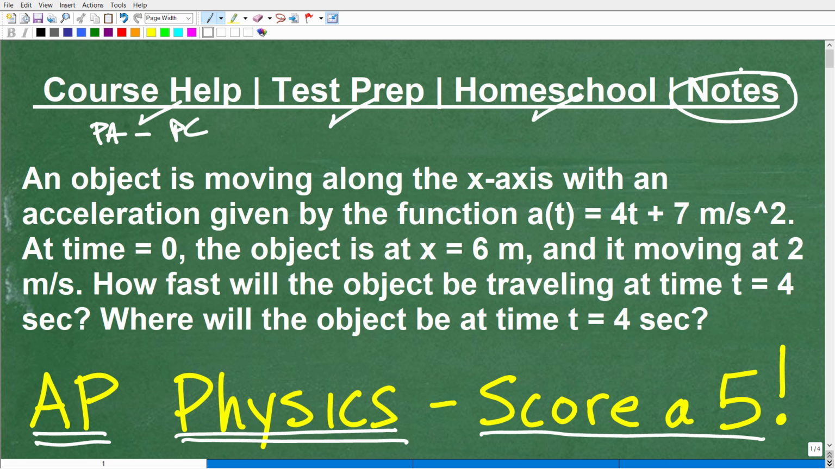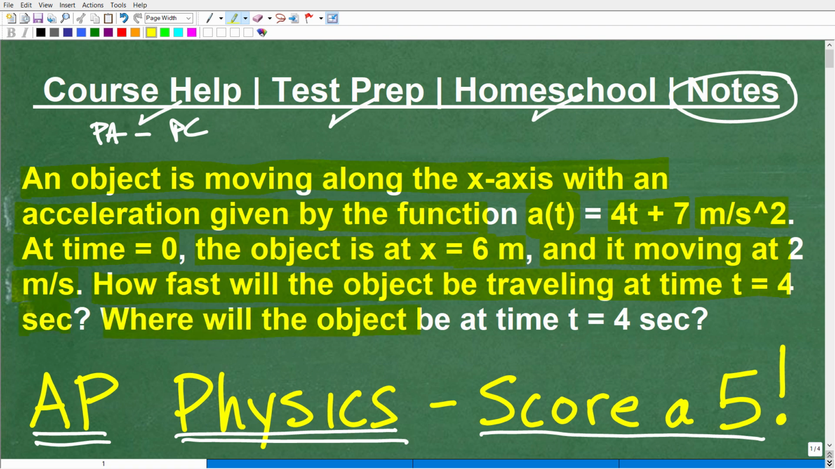All right, let's go ahead and read the problem, and then I'm going to get right to it. Okay, so an object is moving along the x-axis with an acceleration given by the function a of t is equal to 4t plus 7 meters per second squared. At time t equals 0, the object is at x equals 6 meters, and it's moving at 2 meters per second. How fast will the object be traveling when the time is equal to 4 seconds?